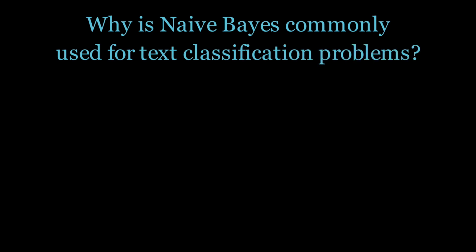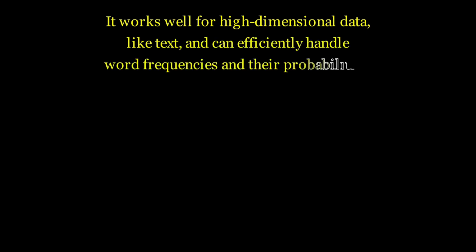Why is naive Bayes commonly used for text classification problems? It works well for high dimensional data like text and can efficiently handle word frequencies and their probabilities.